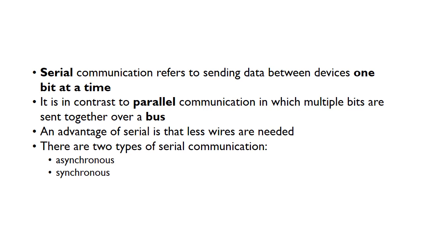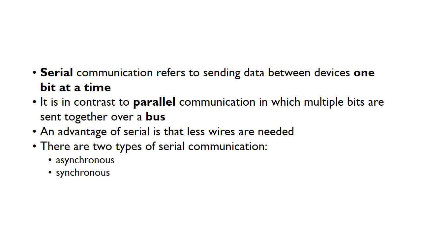Serial communication refers to sending data between devices one bit at a time. This is in contrast to parallel communication, in which multiple bits can be sent in parallel over a bus. An advantage of serial is that fewer wires are needed. Obviously there is a disadvantage that you're only sending one bit at a time, so it'll take longer to send the same number of bits as it does over a parallel communication link.